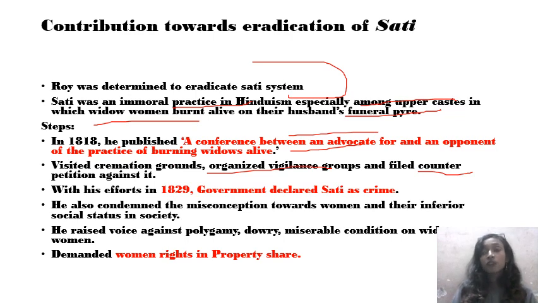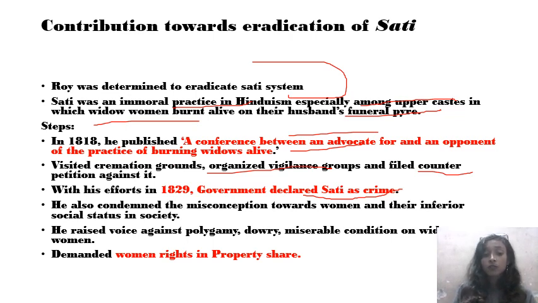And with his efforts and struggle, in 1829 the British-led government of India declared Sati a crime. This was a big achievement, as he tried to make Indians realize that Sati was an evil and a crime. He condemned the misconception that women are inferior in our society and have not got equal status. So he tried to upgrade that status.